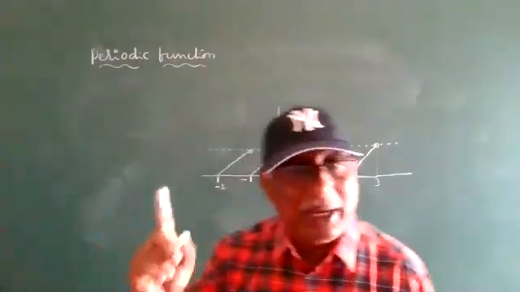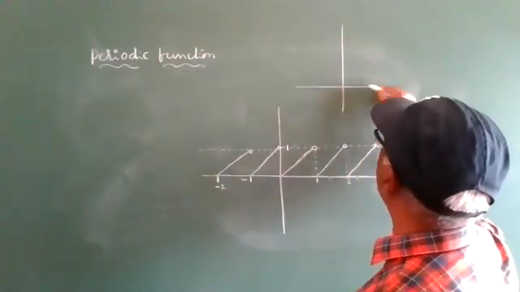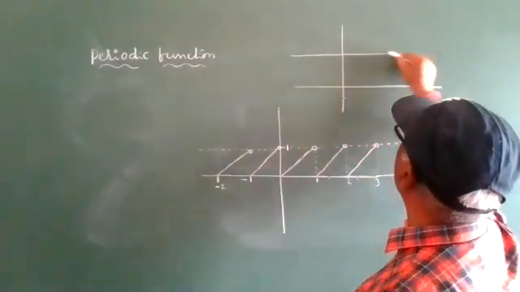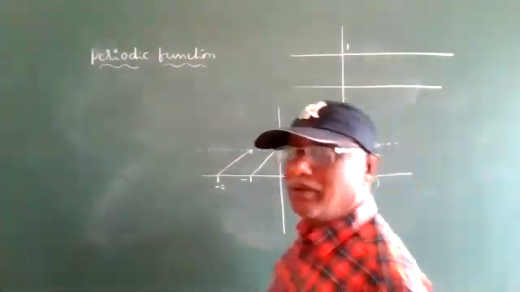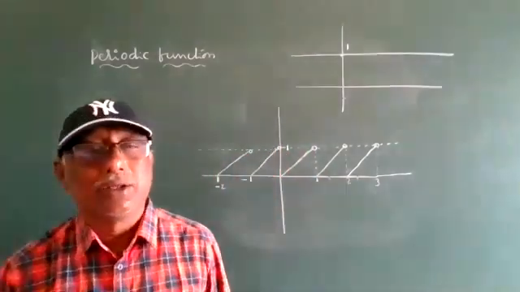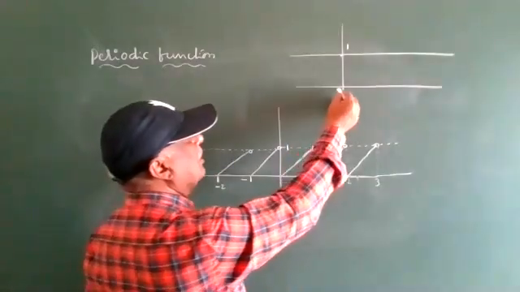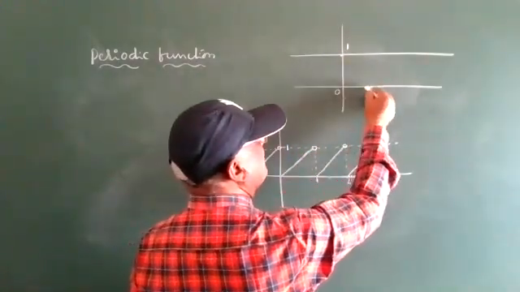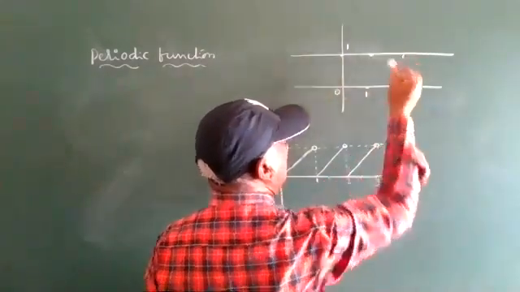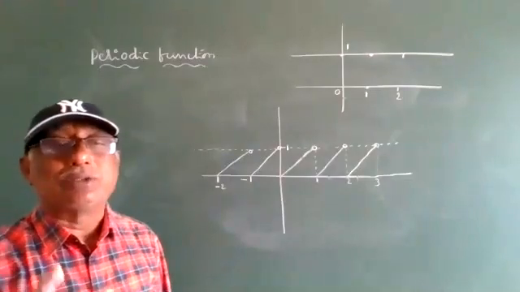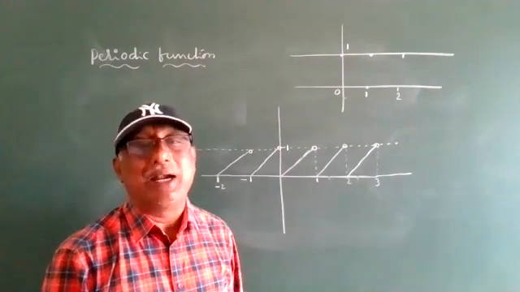Constant function is a periodic function. Its value is always repeated when we draw the figure at 1. So y is equal to 1 for different values of x. X is equal to 0, y is equal to 1. X is equal to 1, y is equal to 1. X is equal to 2, y is equal to 1. Therefore, the value of y is repeated. Therefore, the constant function is also a periodic function.